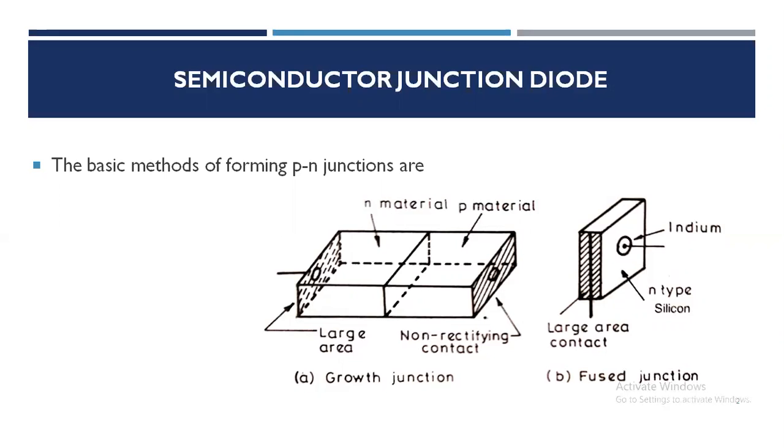The junction fabrication is a broad subject. The basic methods for forming p-n junctions are growth junctions, alloy junctions, and diffused junctions.